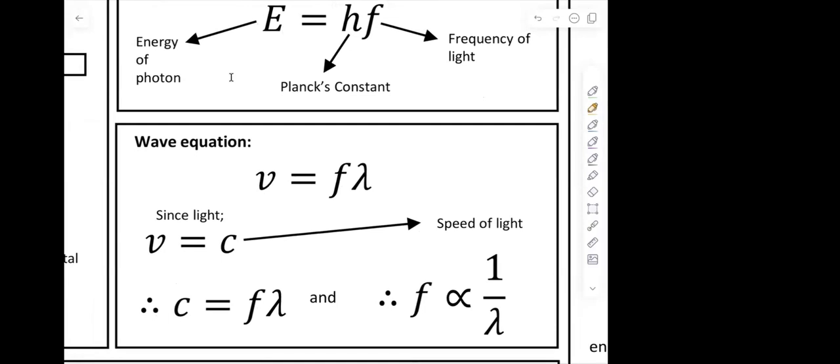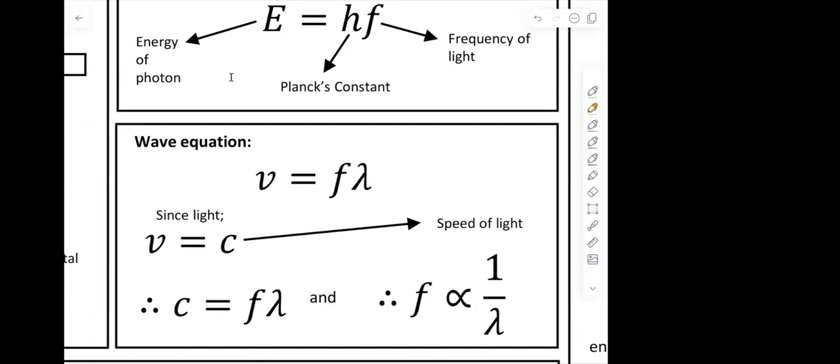But in this case, because we're dealing with light, not just any random wave, we're going to know that the speed of that wave is going to be equal to the speed of light, c, 3 times 10 to the power of 8. It's the universal speed limit. Nothing can travel faster than the speed of light in a vacuum, right?